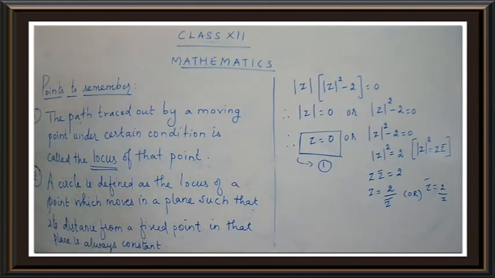Another definition for circle. What is a circle? A circle is defined as the locus of a point. What is the meaning of locus? A path traced by a moving point which moves in a plane such that the distance from a fixed point in that plane is always constant. The fixed point is the center and the constant distance is the radius of the circle.